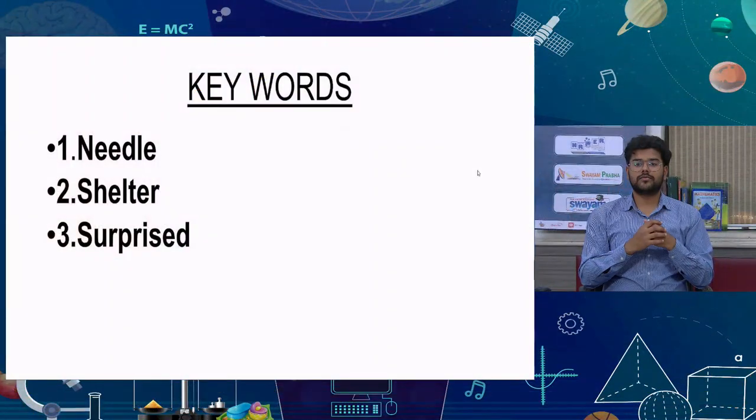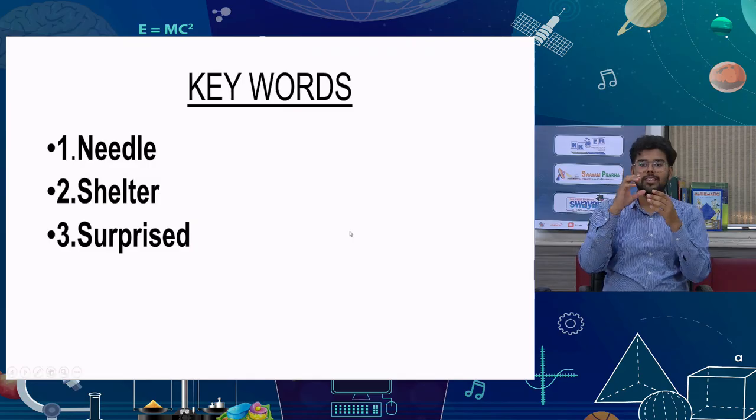We have the new words here that we have got now. So these are the keywords of this chapter. First one is needle. Second is shelter.